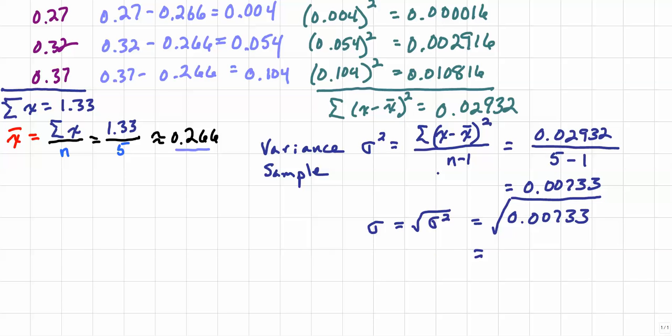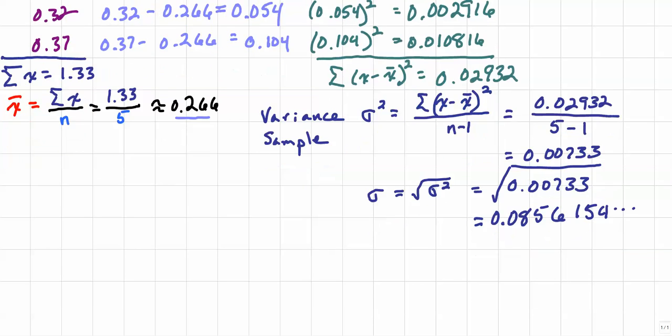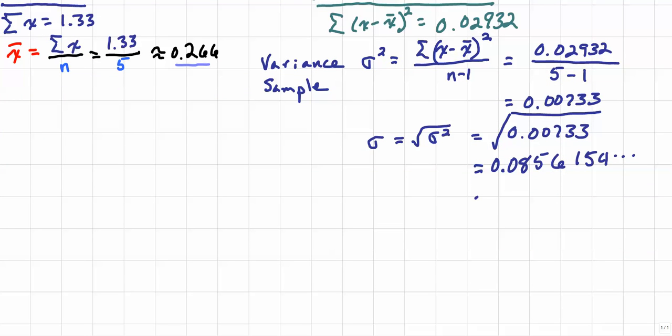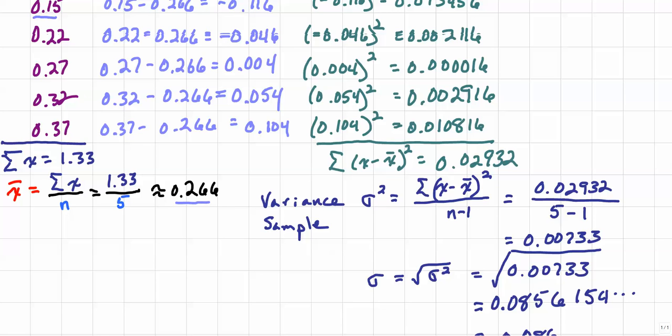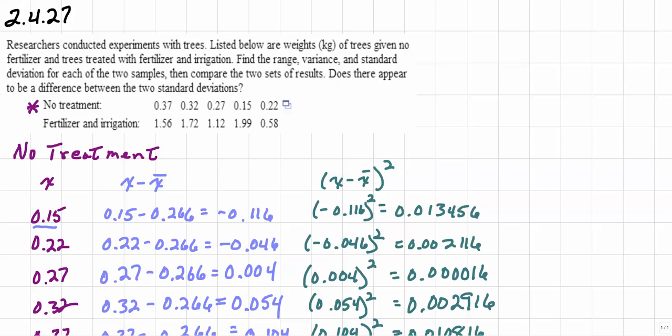And this will be equal to the following, which will be 0.0856154, and so on. And we're going to round to 3 decimal places, which will be approximately equal to 0.086. And we're going to do the same thing for the next part of the problem so that we can compare the standard deviations. Now, one of the things that I want to show you is how easy it is to use StatCrunch for this.